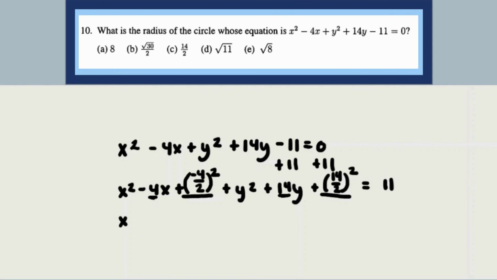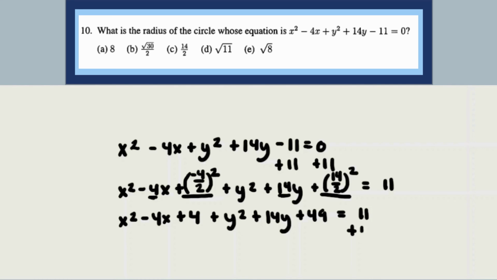When we do that, we'll get x squared minus 4x. -4 divided by 2 is going to give us -2, and -2 squared is going to be plus 4. And then we'll do the y. Y squared plus 14y. 14 divided by 2 is 7, and 7 squared is 49. Since we added 4 and 49, remember we have to do the same on this side. So we're going to do plus 4 and plus 49.